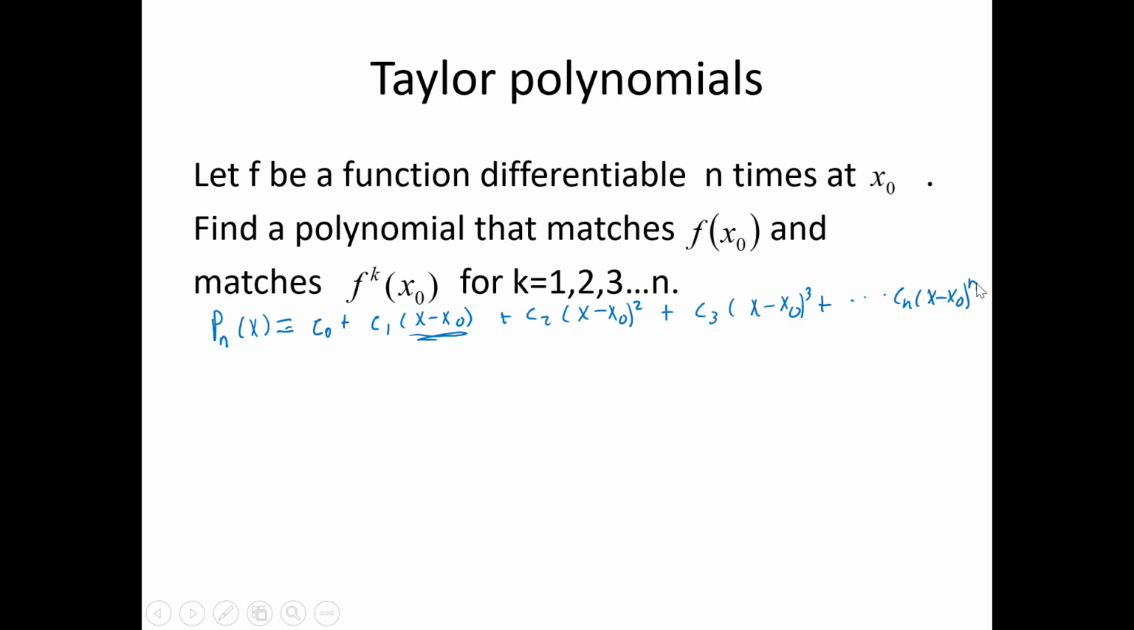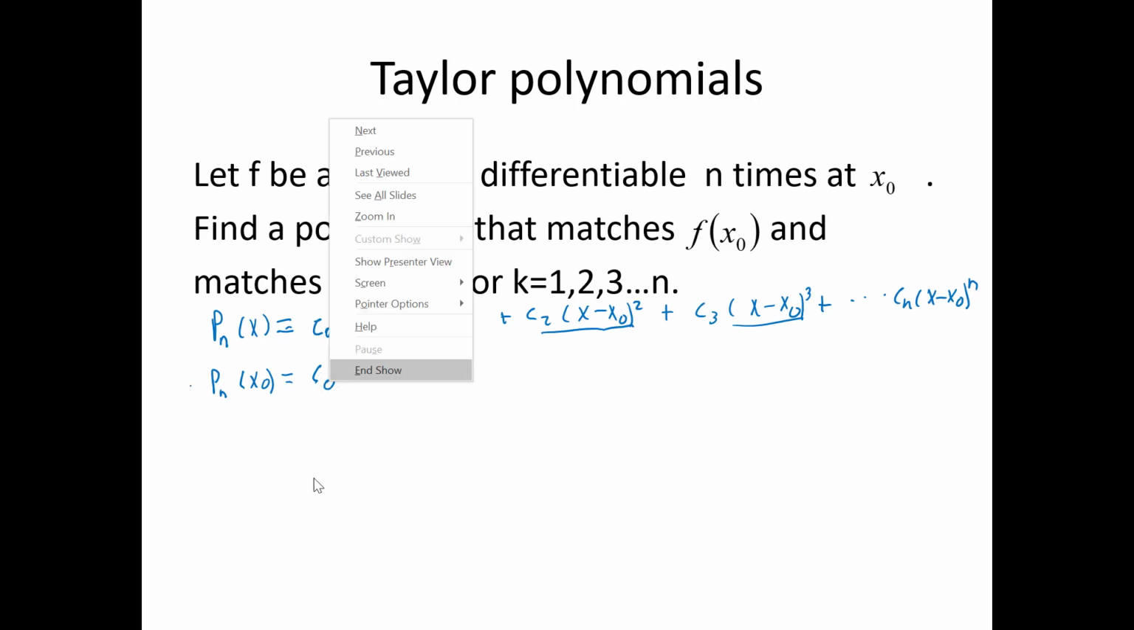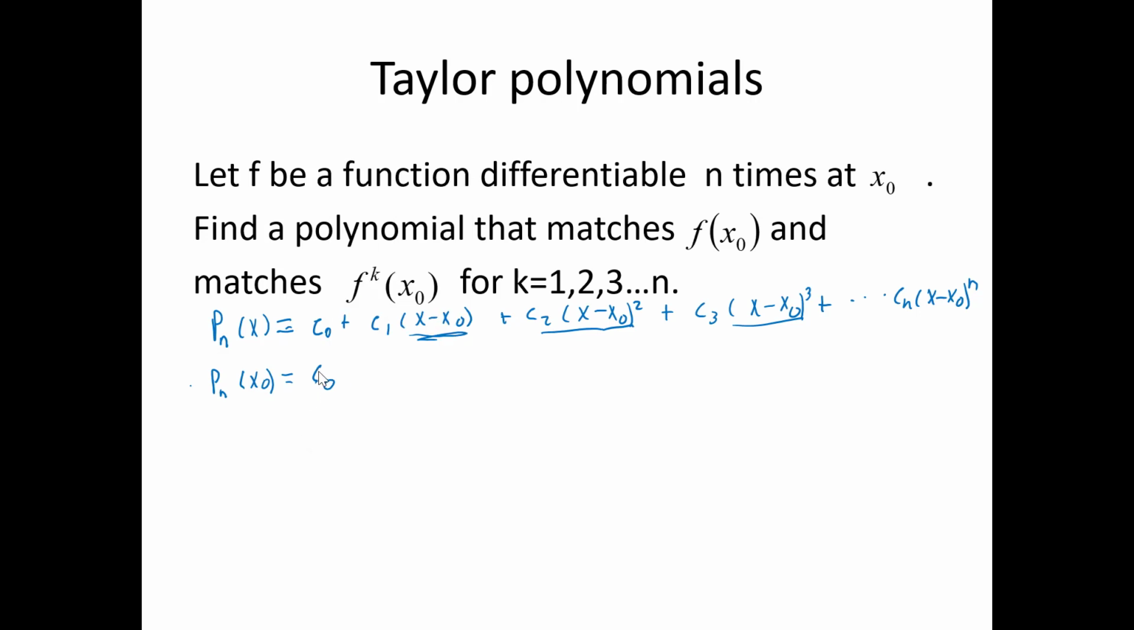Now to find C1, we substitute in x naught. Now to find C naught, we substitute in x naught. And you see what happens very nicely is that all of these terms that have an x minus x naught go away. And so C naught, for this to match f of x naught, will have to equal f of x naught.